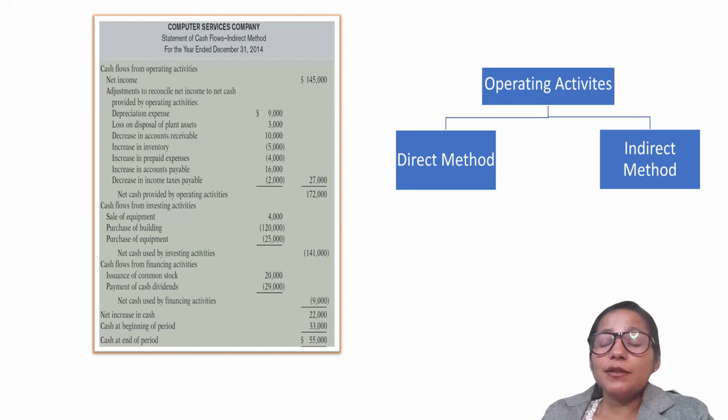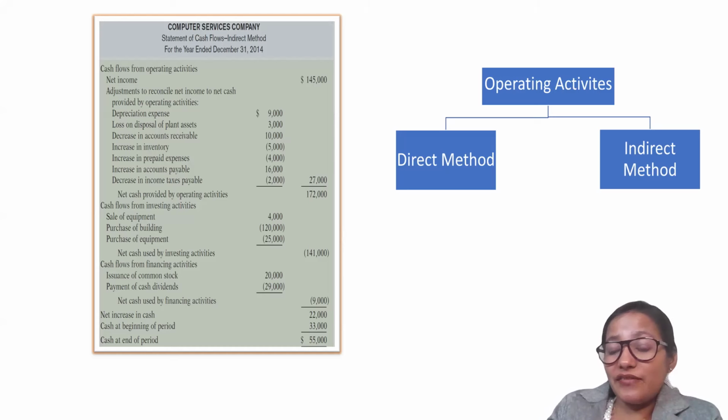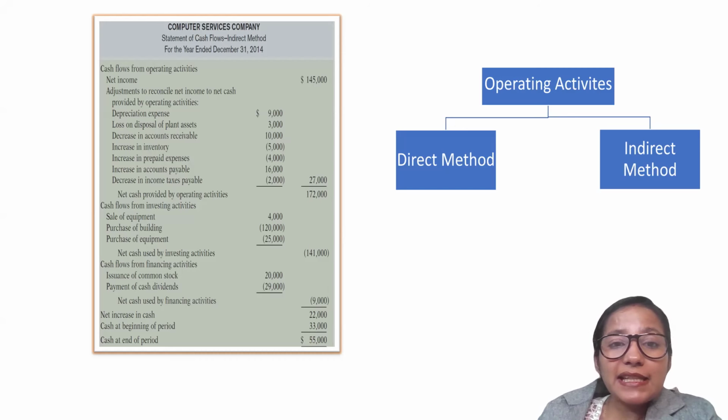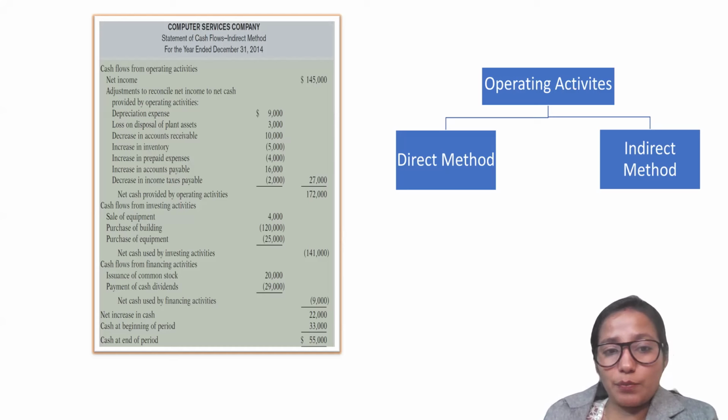Direct method means we see how much cash you are receiving from customers, and whom you are paying cash to, like paying salaries or paying suppliers. That comes under the direct method. In this indirect method example, cash flow from operating activity starts with the net income, and then we make a few adjustments. Investing activity includes sale of equipment and purchase of buildings and equipment, which we have already discussed.